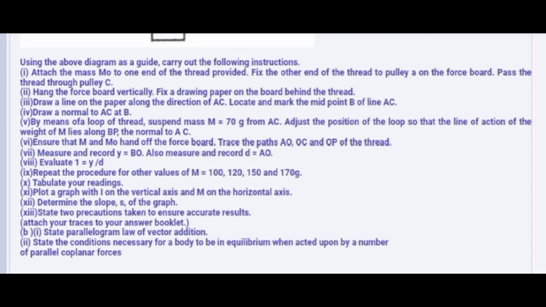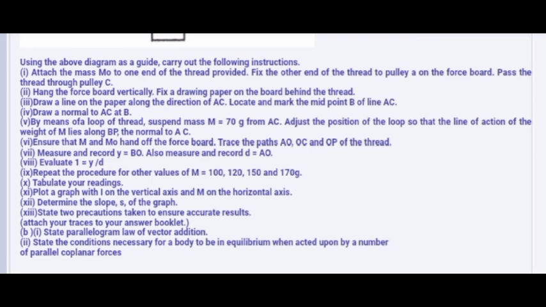Then you measure and record distance Y, which is from the perpendicular, and also measure and record distance D, which is AO. By doing that, you just have to evaluate I equals Y over D. And you repeat the procedure for masses like 100, 120, 150, and 170. Then you plot your graph. Let me show you how the table looks.